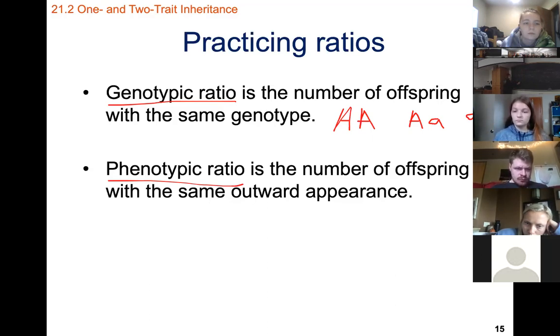And how many don't show the trait? 1. So the 3-to-1 ratio stands, but do you see how the genotypic and the phenotypic ratio are different? So let me do that here for the Zoom.